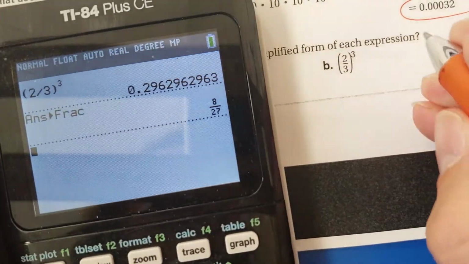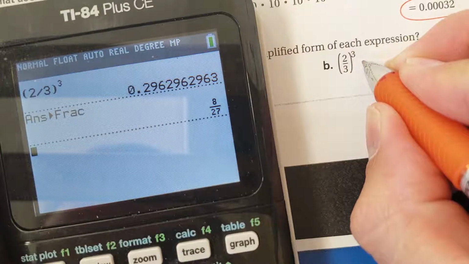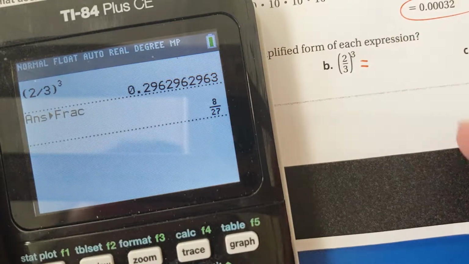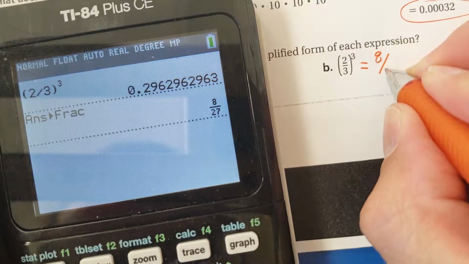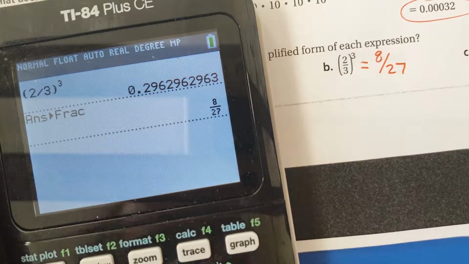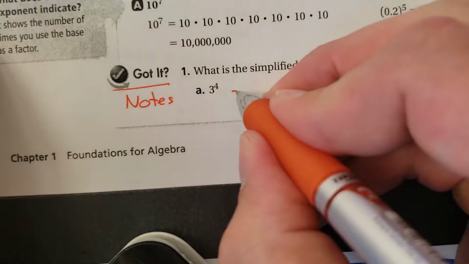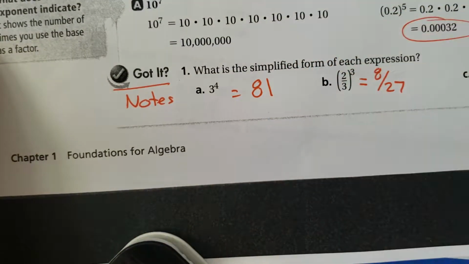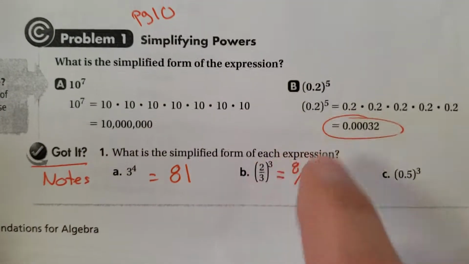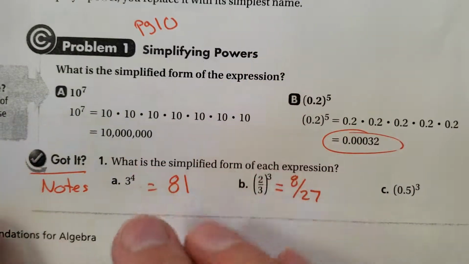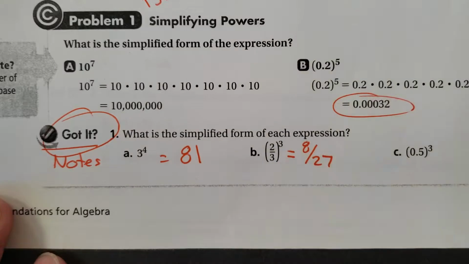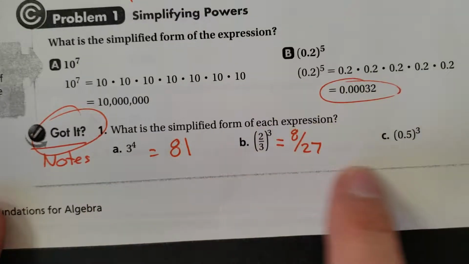Remember all the hours and hours of time you've spent converting decimals to fractions? Well, guess what? It's a button or two away. That's 8/27. Okay. Did I write the other one down? Oh, this is 81. Okay. Again, don't forget, this is the photocopy of the book. Do not write in your book, please. Just write in your notes. The only thing you've got to write down is the got it question. We go over, we do.